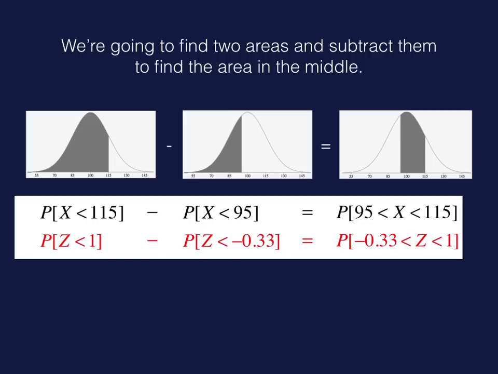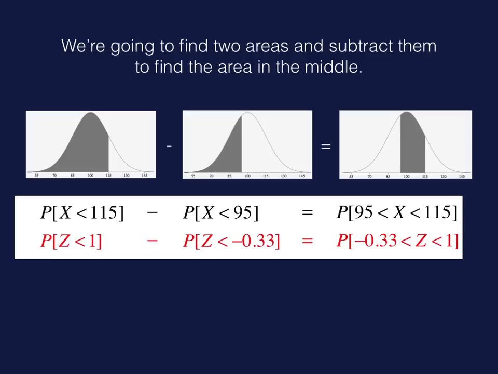And notice as well that in the X distribution, the area to the left of 115 is the same in the Z distribution as the area to the left of 1. So these two statements are exactly identical. Whether I'm talking about X or talking about Z, it's the same thing.